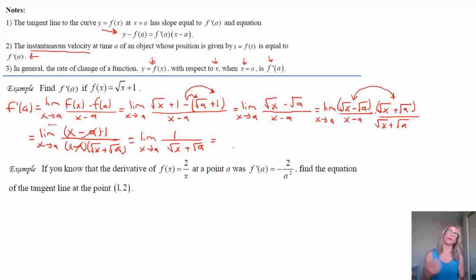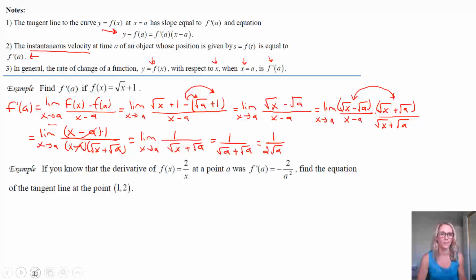And now what you should notice is that when we take that limit, which involves plugging in a, we are going to get something that is not 0 over 0. We get 1 over the square root of a plus the square root of a, and that gives us 1 over 2 times the square root of a. And that is our answer here. They want f prime of a. So this is f prime of a.